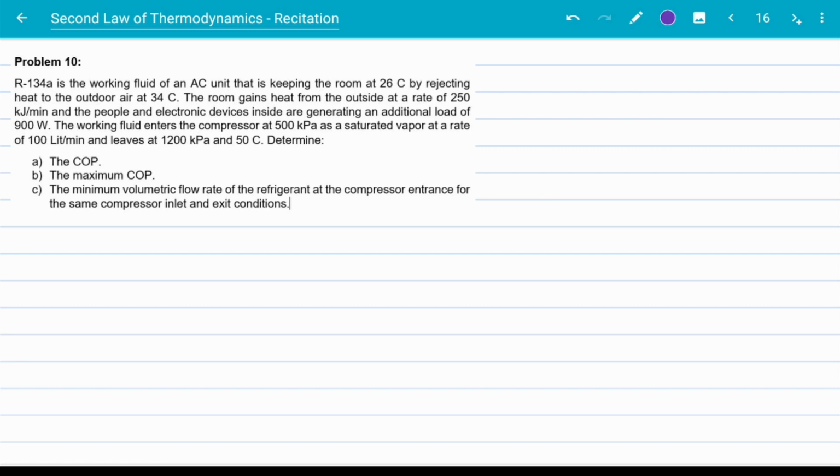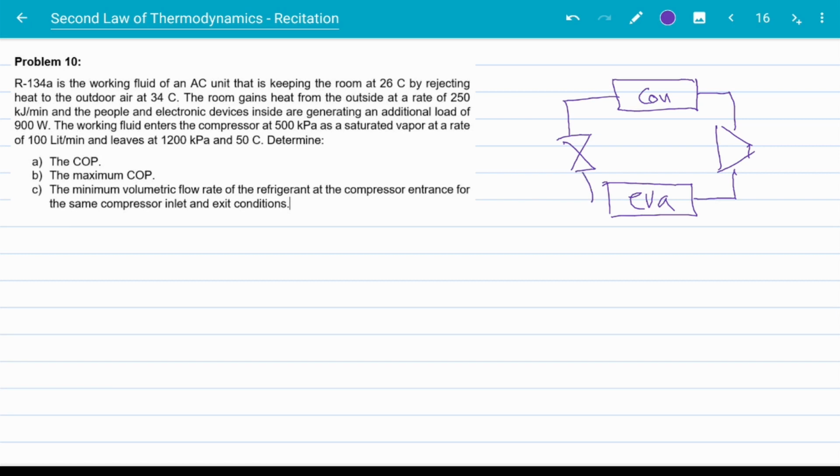So I'm just going to give you a schematic of this problem. We have the evaporator, we have the compressor, we have the condenser, and the throttling valve is the final component of the refrigeration cycle. These arrows show how the refrigerant rotates in this cycle.